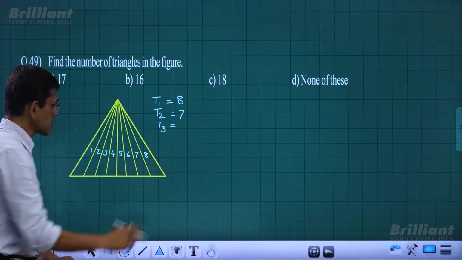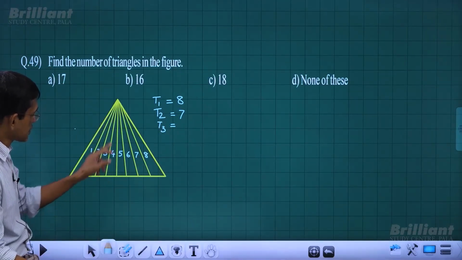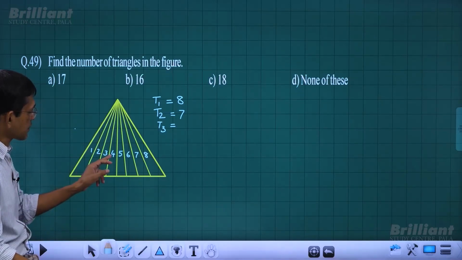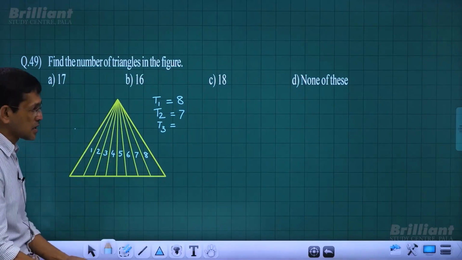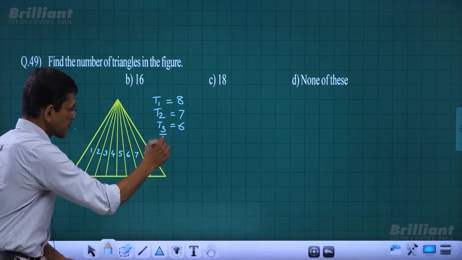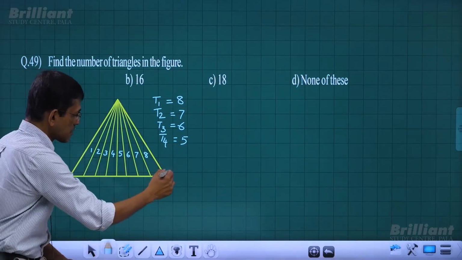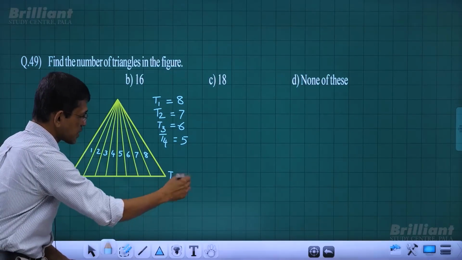So 2 pieces together. Then 3 pieces together. Any 3 pieces together, like 1, 2, 3 together, that's a triangle. 2, 3, 4 together, that's a triangle. 3, 4, 5 together, that's a triangle. So you get 6 of them. If you get 4 pieces together, you get 5 of them. Finally, if you take all the 8 pieces, you get 1.